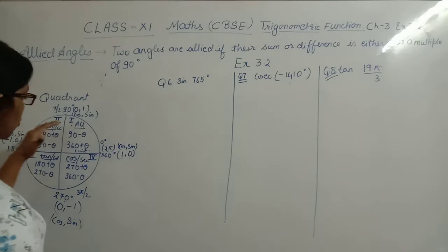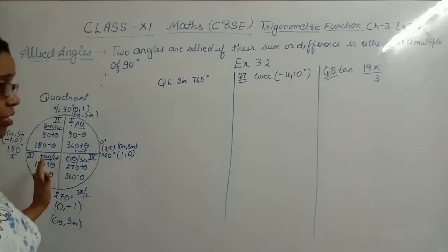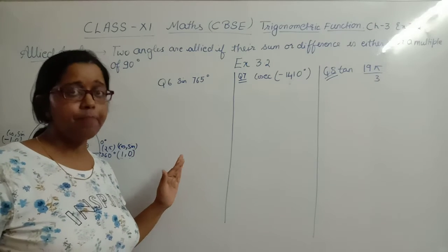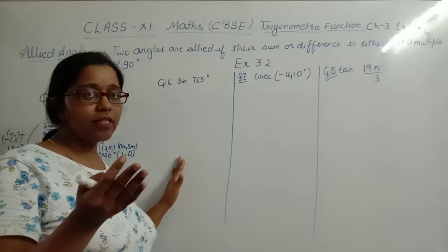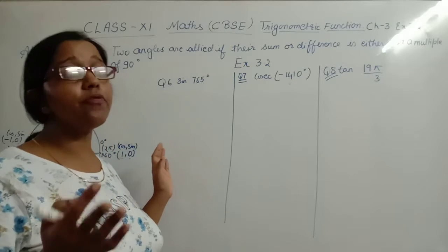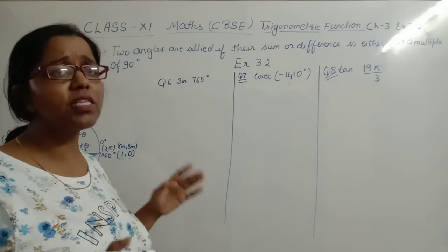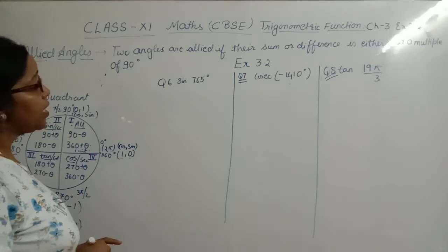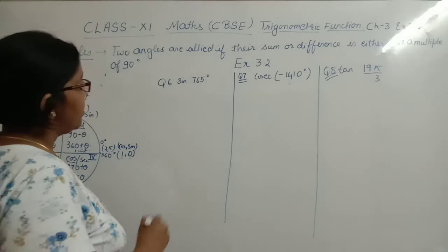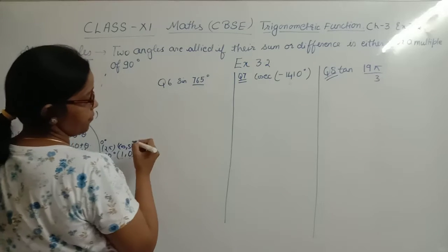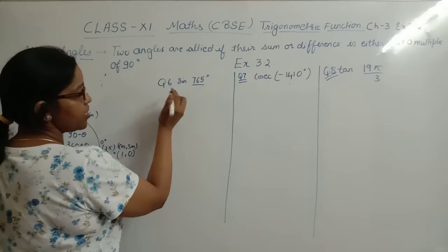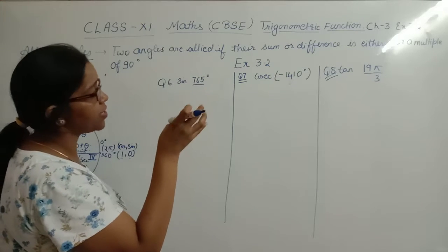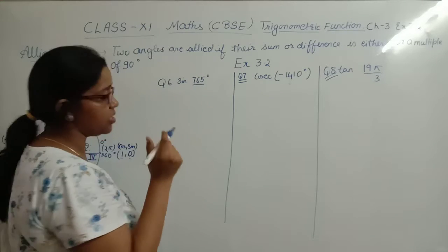Now we have so many allied angles over here, but I would suggest you to go for the 360 degree. If the angle is greater than 360 degree, it will be much better for you to go with the 360 degree, because it is easy to calculate the value with the 360. Now I'll show you how. As we have the 765, it is greater than 360, so I'll see how it can be written in the form of the multiple of the 360.